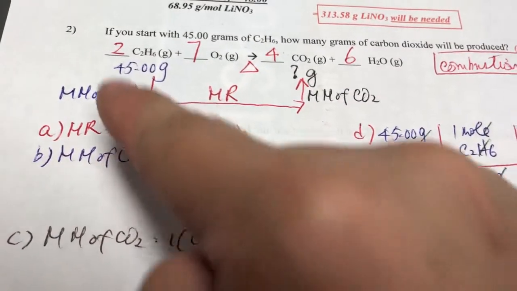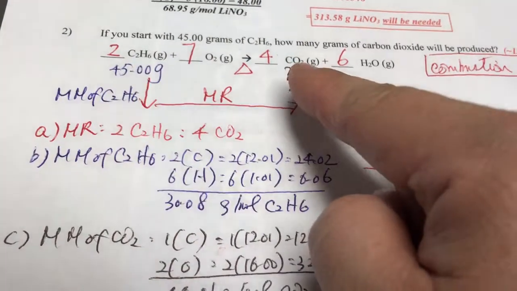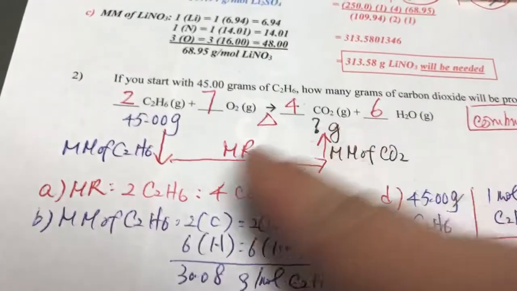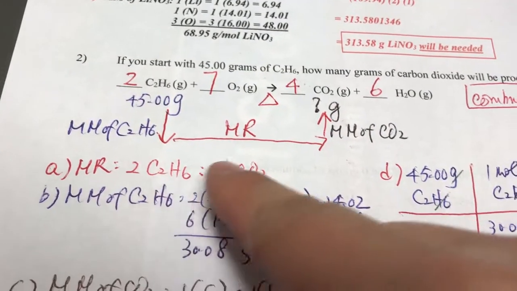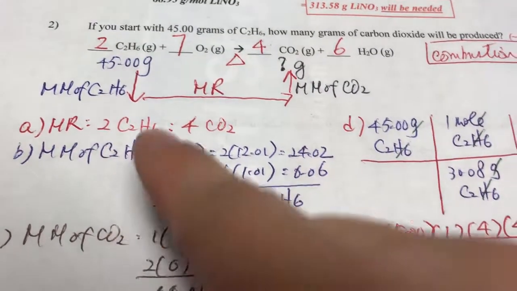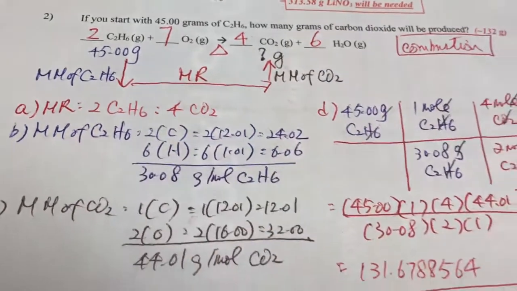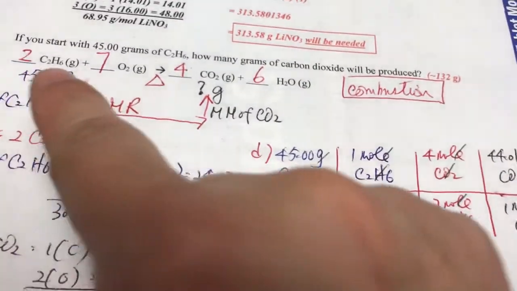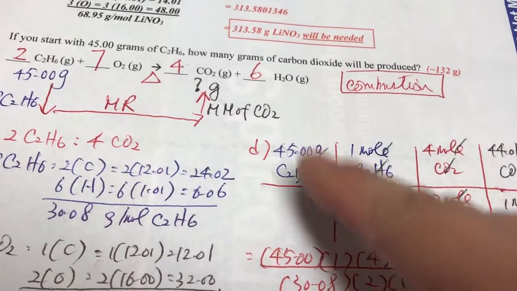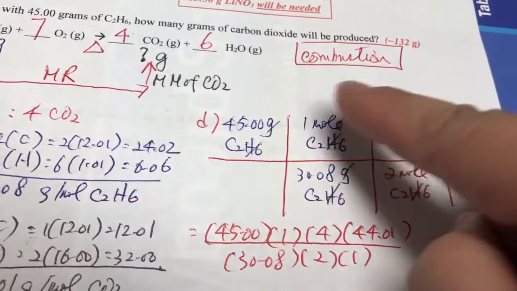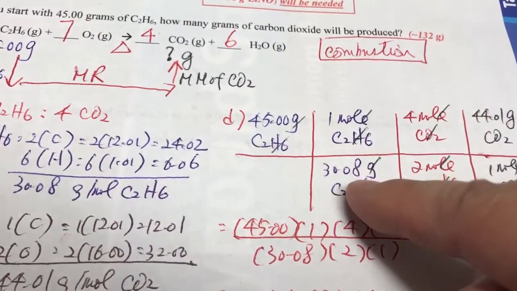So my MR will be how many moles of given versus how many moles of want. So 2 moles of C2H6, 4 moles of CO2. And then my MM, for the 2 MM, I calculate right here. Okay? And then I'm going to set up the Superman. So I follow the map. I set 45 grams of C2H6. And then my map says I want MM. So this is my MM of C2H6.